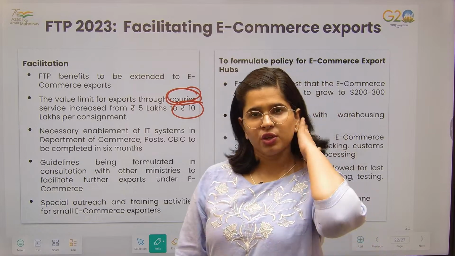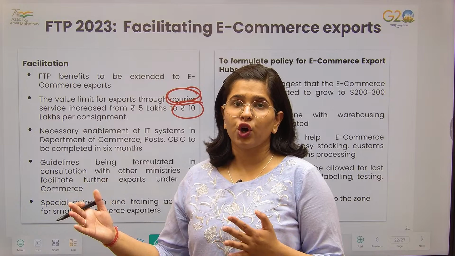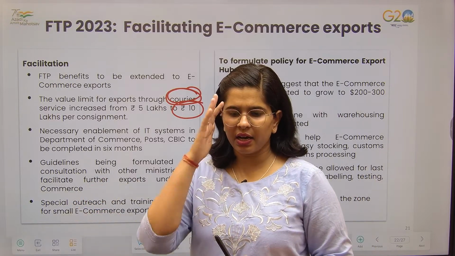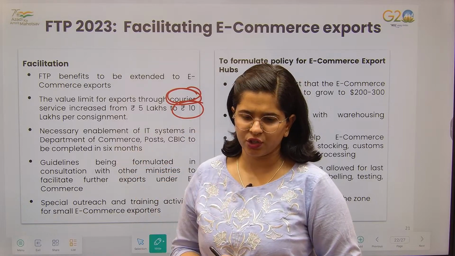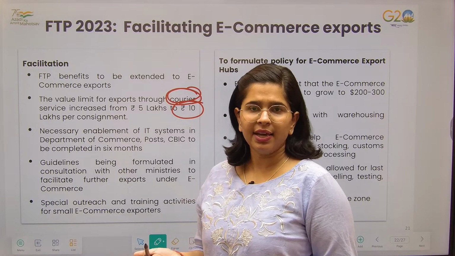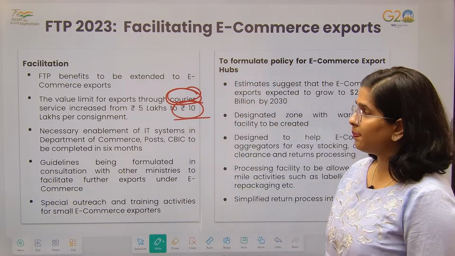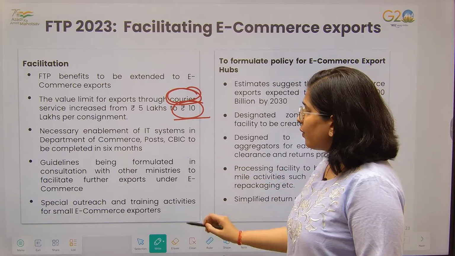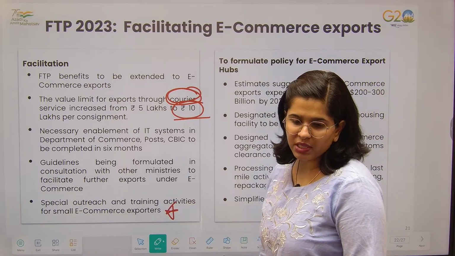Government is saying that yes, if you are doing e-commerce, you are using the courier service to export your parcel to an outside country. Suppose an Indian retailer has got an online order from a person in Bangladesh. Fine, so that will be called e-commerce, and the limit has now been extended to up to 10 lakhs per consignment if you are using the courier service.